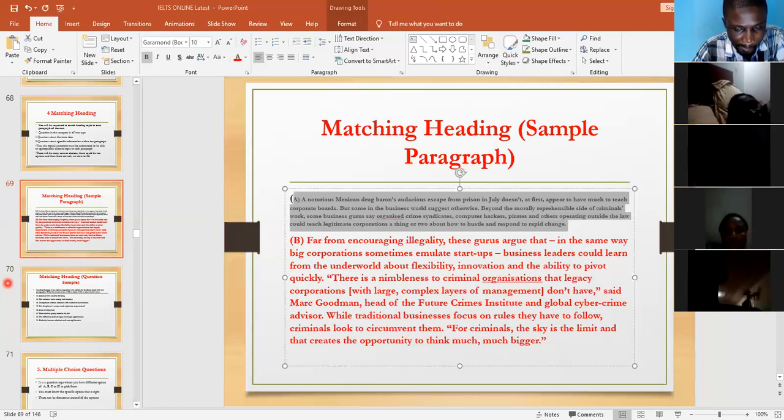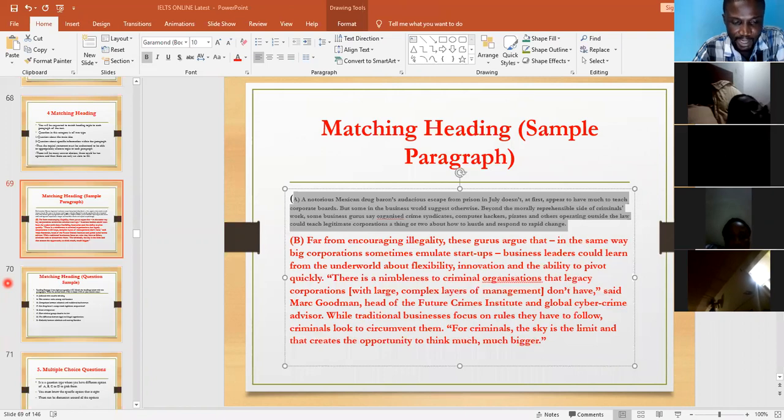Well, I think they're just trying to make us understand that the way the corporate world learns from each other, they can also learn from the criminal world. Okay. Okay, I want to read the passage now. From encouraging illegality, these gurus argue that in the same way big corporations sometimes emulate startups, business leaders could learn from the underworld about flexibility, innovation, and the ability to pivot quickly.